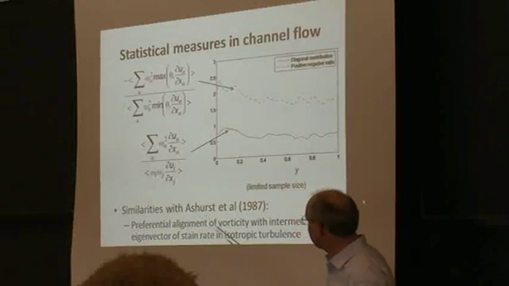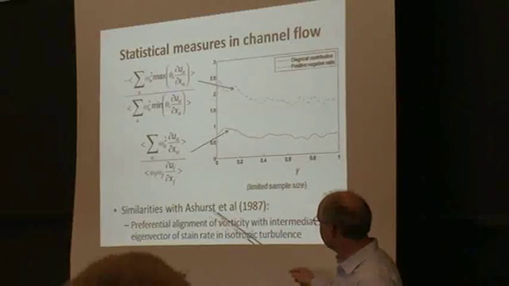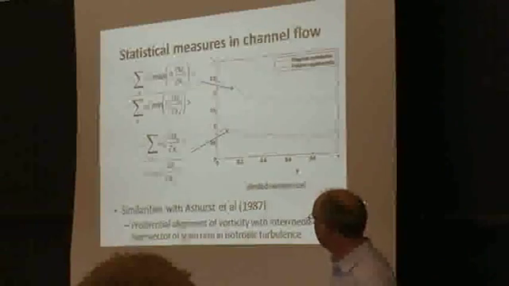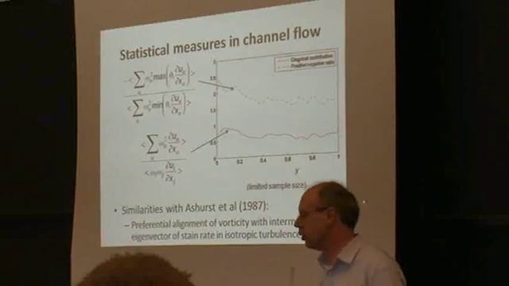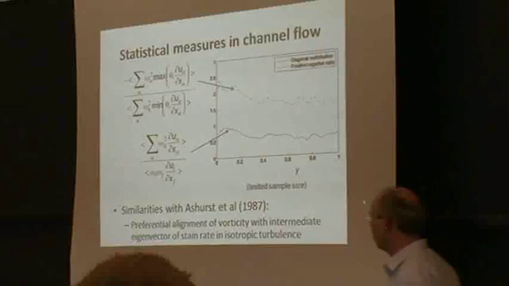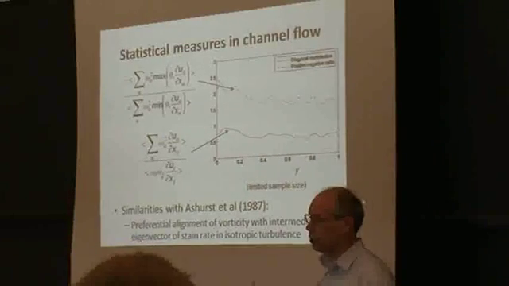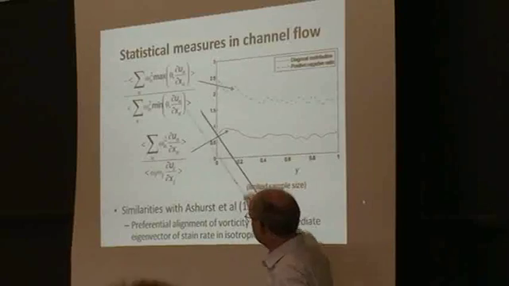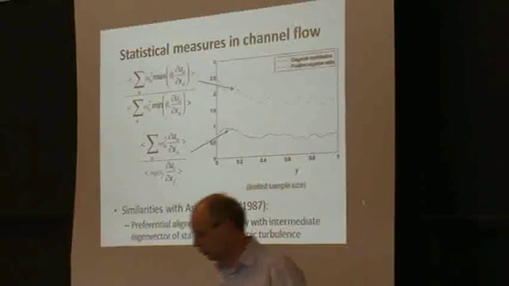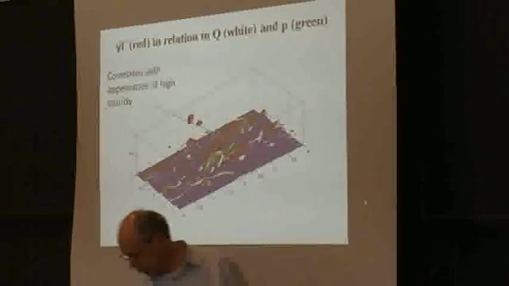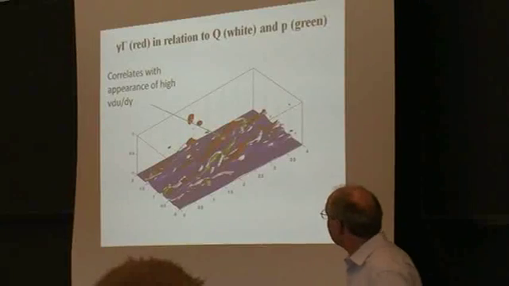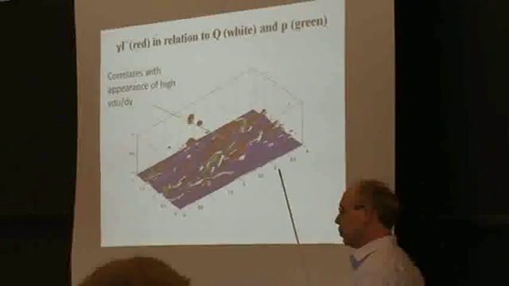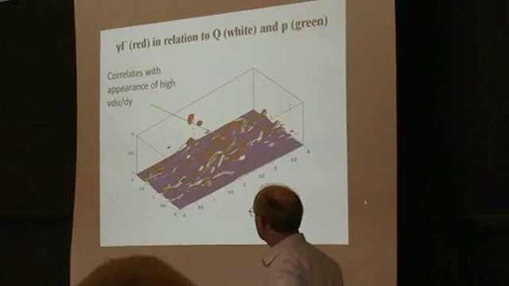Some similarities that have not really been worked out in detail yet with Ashurst, where he found preferential alignment of vorticity with an intermediate eigenvector of the strain rate. So this alignment of vorticity is perhaps what we're seeing in these results. What we saw was just events very close to the wall in the high-speed streak regions.